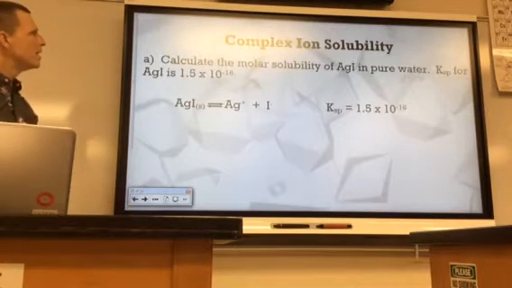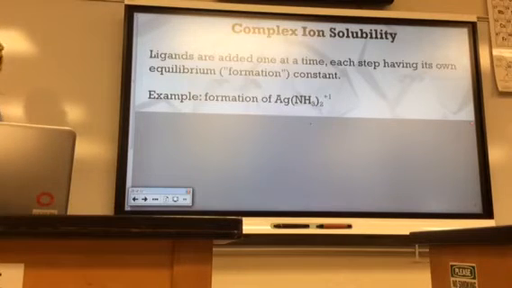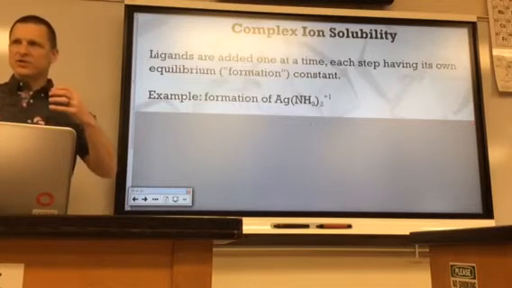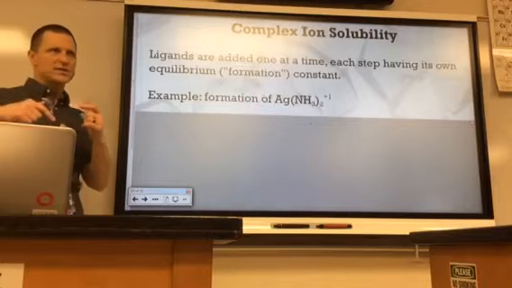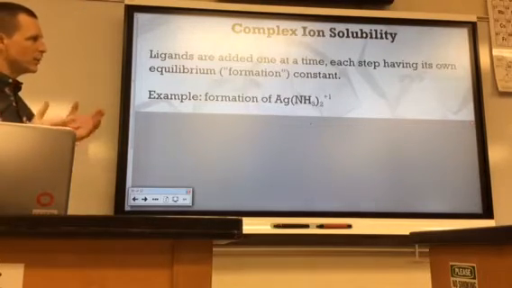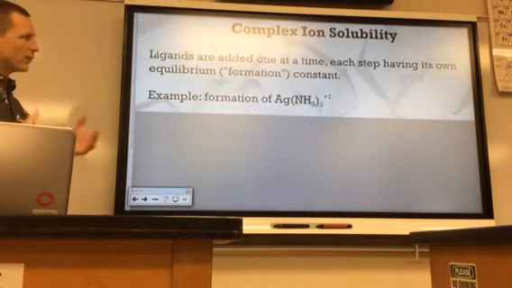Now it turns out we're not going to pay much attention to this, but I do want you to know that when you have a transition metal ion and ligands start attaching to it, every ligand that goes onto it is going to have its own formation equilibrium value. We call it a formation constant.